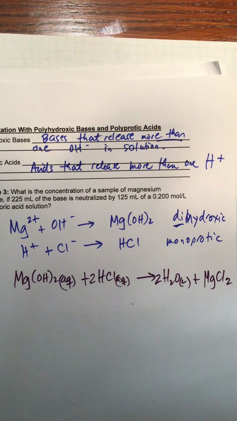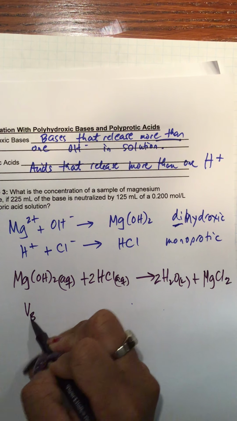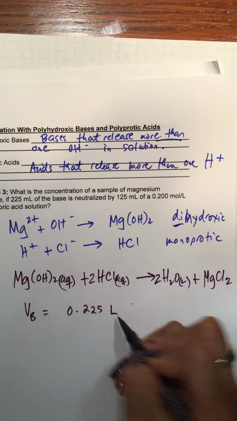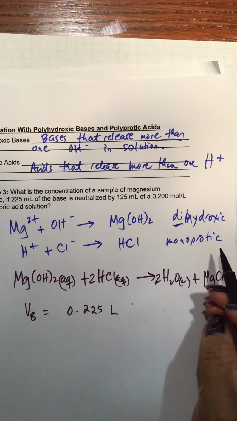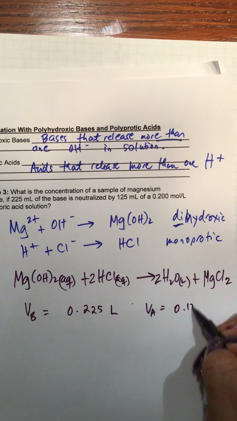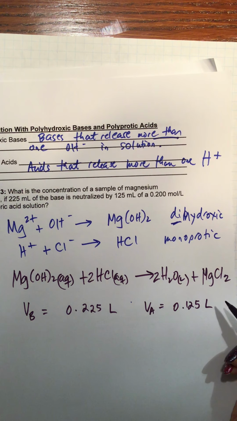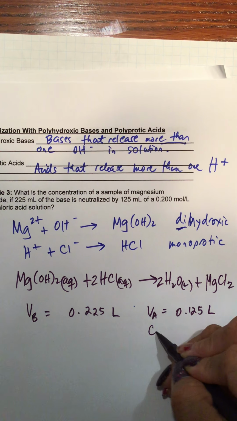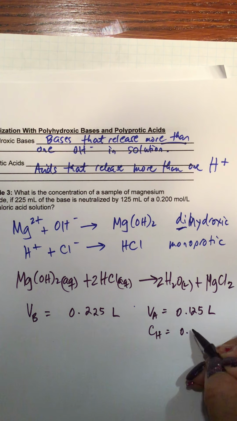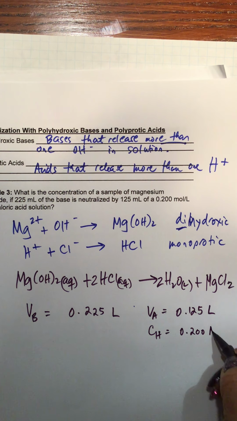So what are we looking for here? You have 0.225 of the base. So I'm just going to write down what we know. The volume of the base is 0.225 liters, and this is neutralized by the volume of the acid, which is 0.125 liters. The concentration of the hydrochloric acid here is 0.2 moles per liter.